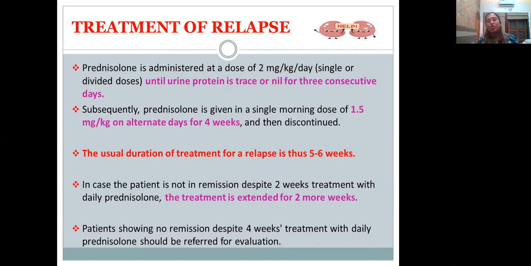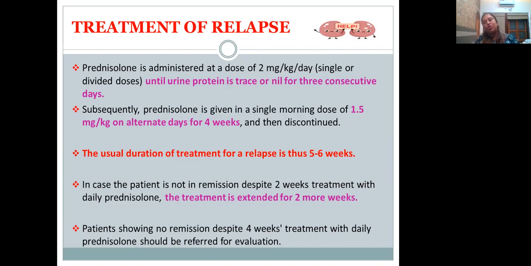However, in relapse, it's not so. Here, prednisolone is administered at a dose of 2 mg per kg per day in single or divided doses until urine protein is trace or nil for 3 consecutive days. And subsequently, prednisolone is given as a single morning dose of 1.5 mg per kg on alternate days for 4 weeks and then discontinued.